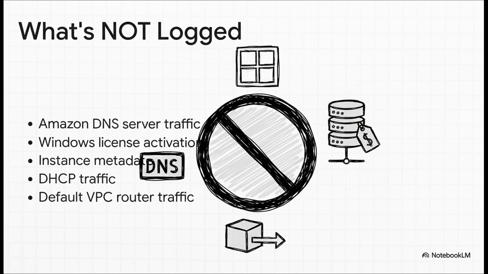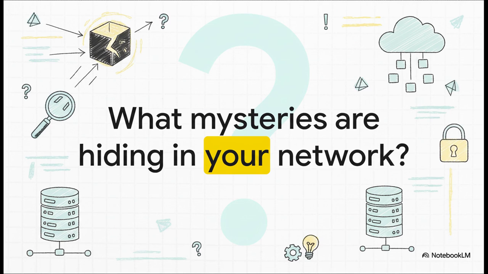But look, even the best detectives have their blind spots, right? And it's super important to know what VPC Flow Logs don't see. They won't show you traffic going to the Amazon DNS server or for Windows license activation. They don't see that instance metadata traffic or DHCP stuff. You gotta know these limitations so you don't waste your time chasing ghosts during an investigation. So there you have it. We've given you the tools and the know-how to be a real network detective. You can finally take that black box and turn it into a crystal clear source of clues. So now, the only real question left is, what mysteries are hiding out there in your network?